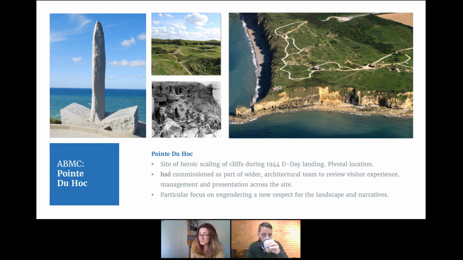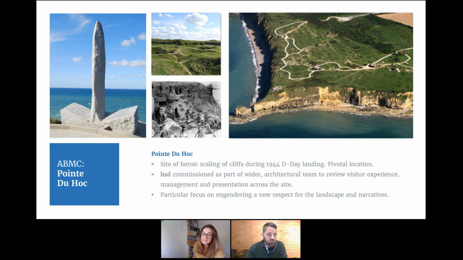Interestingly, slightly contradicting what I said at the start, this was a commission where we weren't leading, but we were working very closely with an architectural team to carry out a holistic review of the visitor experience as a whole, to look at the management of the site, and particularly to put forward a revised vision for the presentation across the site.